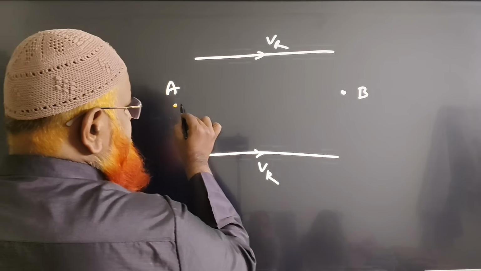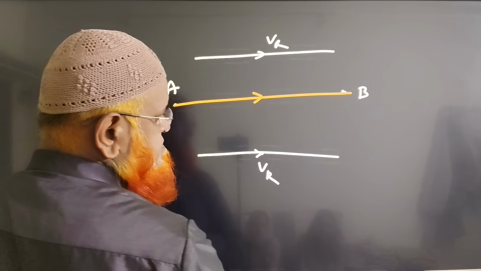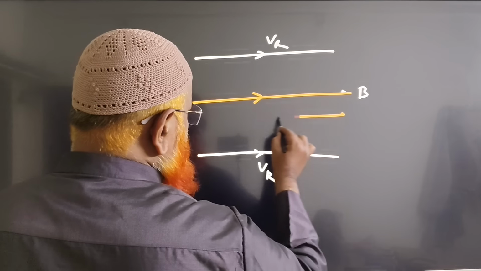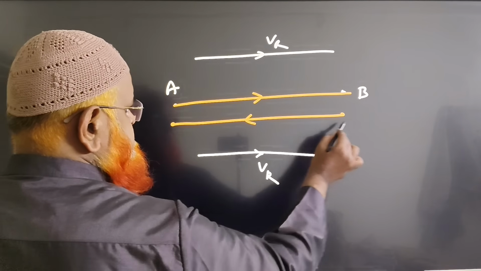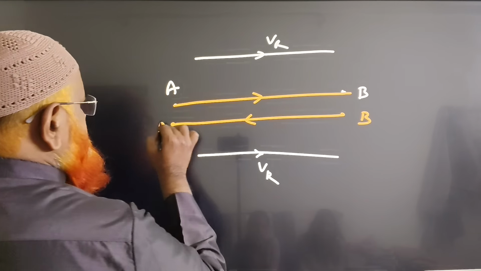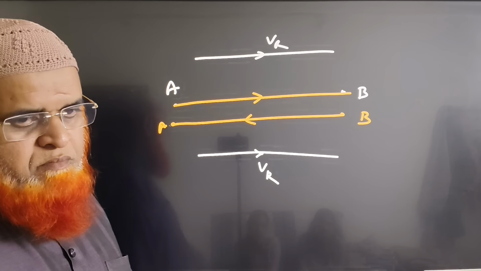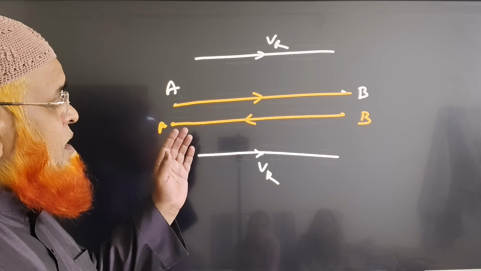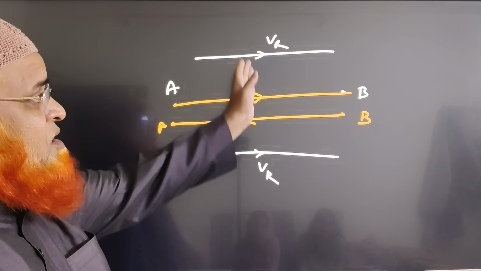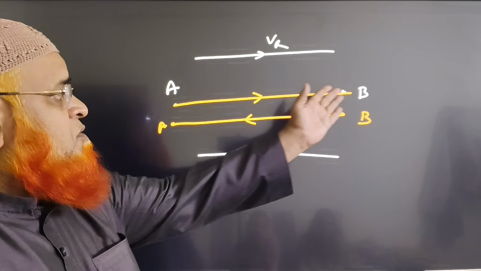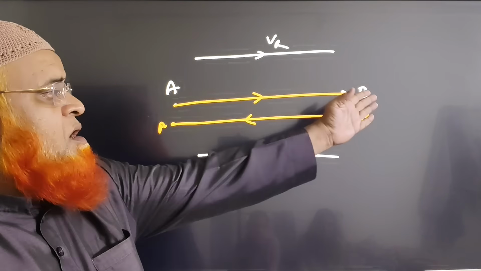Now a boat is traveling from A to B. Again it is traveling from B to A. Not across the river. Along with the water one time it is moving and opposite to the water. See, this is said to be downstream. Downstream means going along with the water. Upstream means struggling to go opposite to the water flow. Understood?